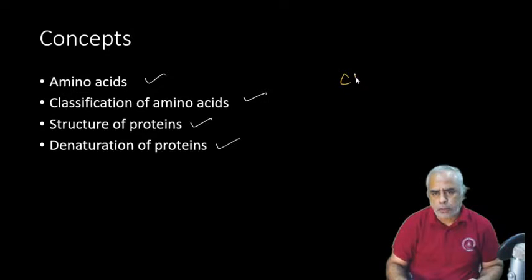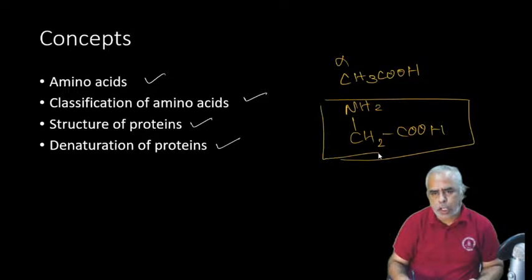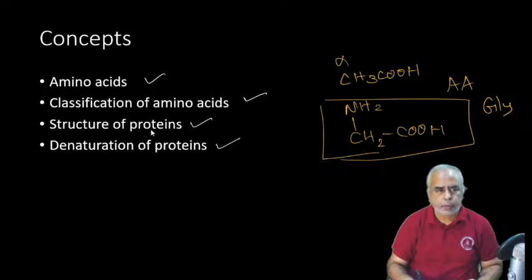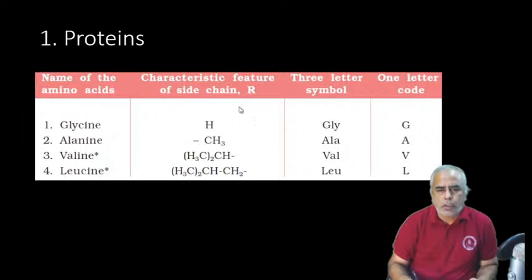We know very well acetic acid, CH3COOH, and this is called alpha carbon atom. So in place of alpha hydrogen, you can introduce amino group. So that forms NH2CH2COOH. And this is known as amino acid or glycine. This glycine, see, we have got variety, almost 20 types of amino acids.